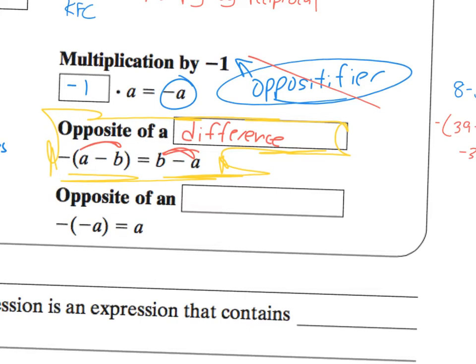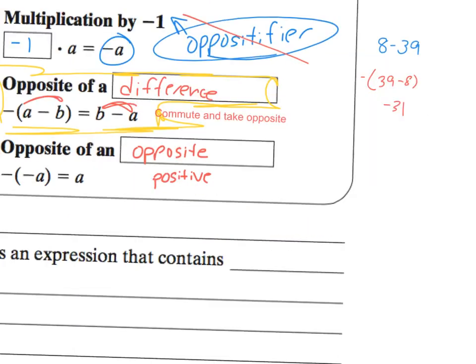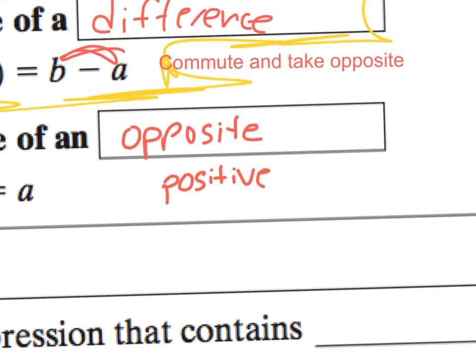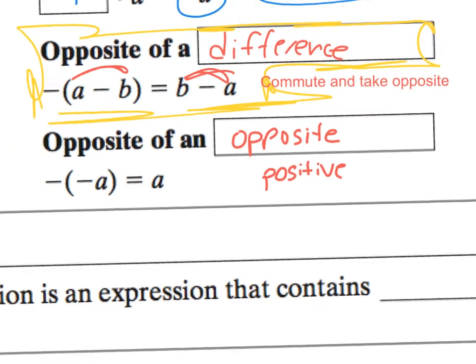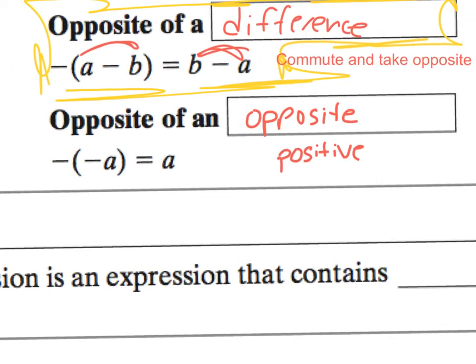Lastly, the opposite of an opposite is a positive. The opposite of an opposite is positive. Positive. Is that 2 S's or 1? No, it's 1. Positive is actually 1 S. Okay, so the opposite of an opposite will always give you a positive answer. Double negative is how we also say that.